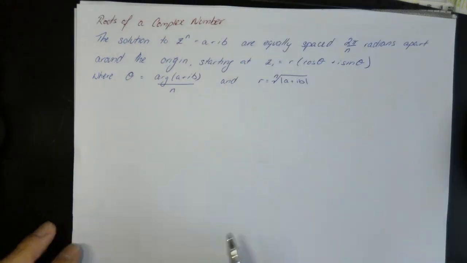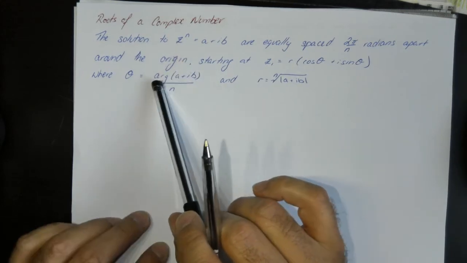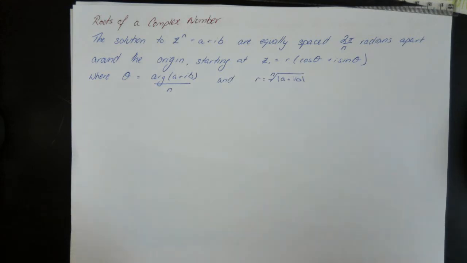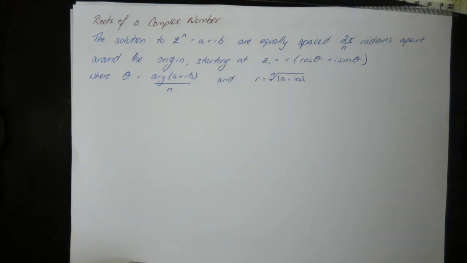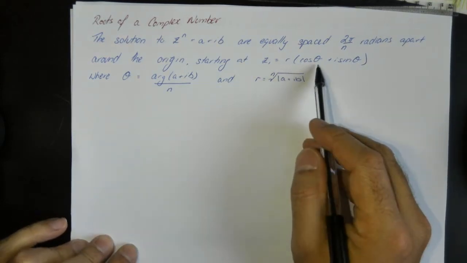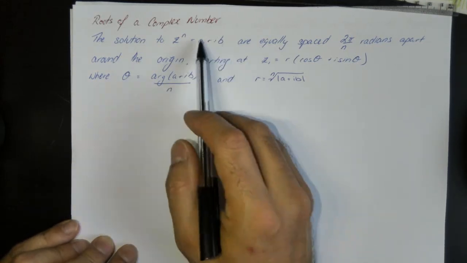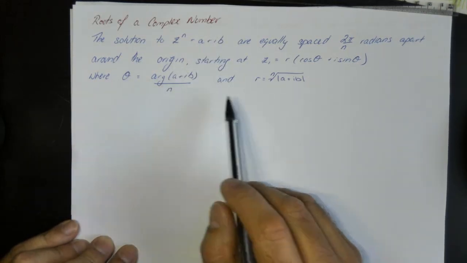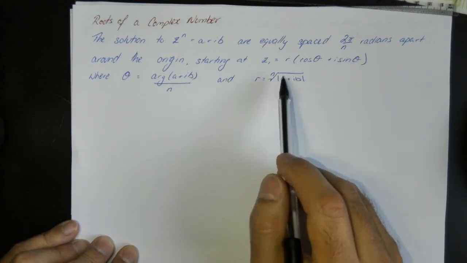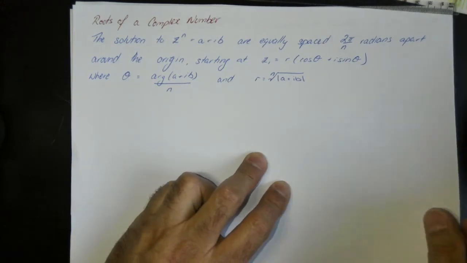Alright, so roots of a complex number. The solution to z to the power of n equals a plus ib. And these are equally spaced 2 pi over n radians apart around the origin, starting at z1, being r cos theta plus i sine theta, where theta is the argument of a plus ib over n, and r, the modulus, is the nth root of the modulus of a plus ib. Alright, let's do some examples.